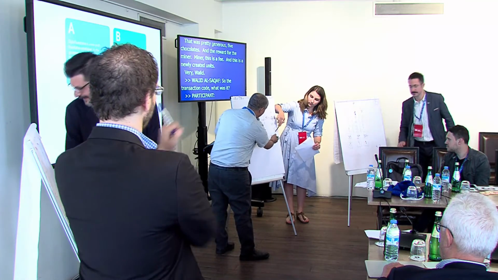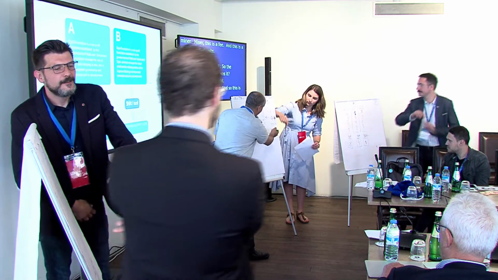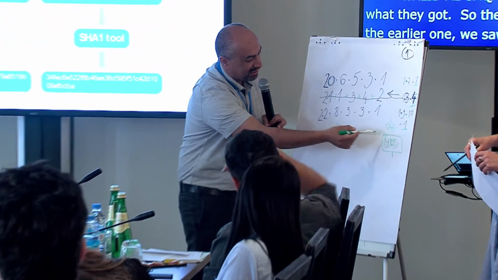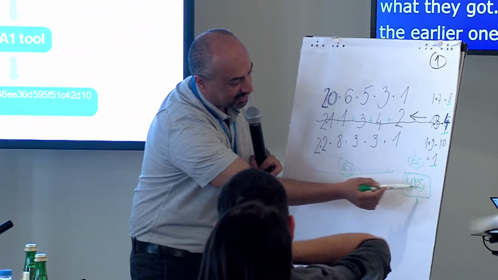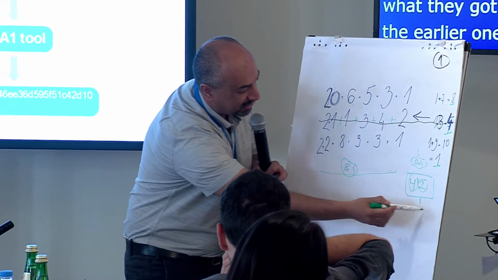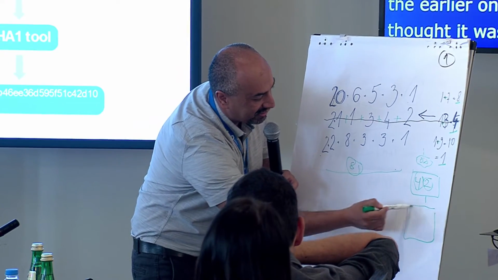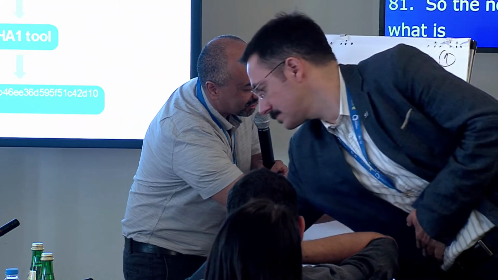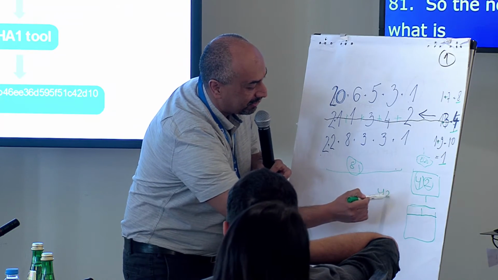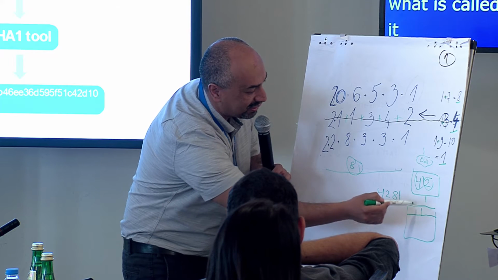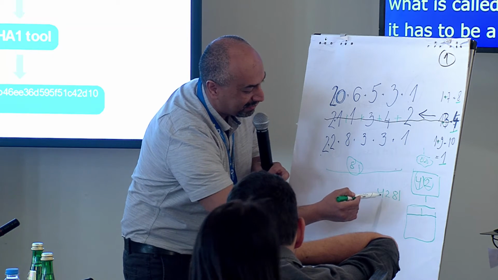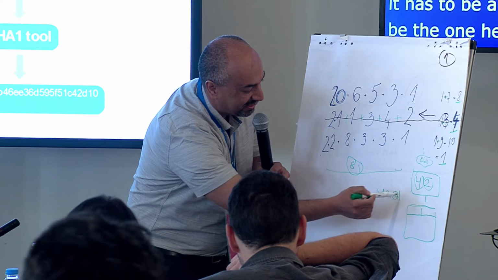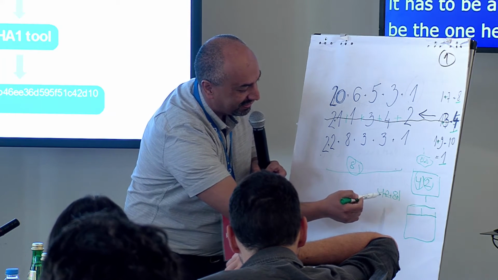So the thing is that the earlier one we saw was Genesis, so we assumed that it was 0, 0, for example. Now this is 42 and this is 81. So the new block will actually be what is called a Merkle tree. So it actually needs to be a hash of 42 and 81. And so that will be the one here. So maybe you can add them together. 9, 11.